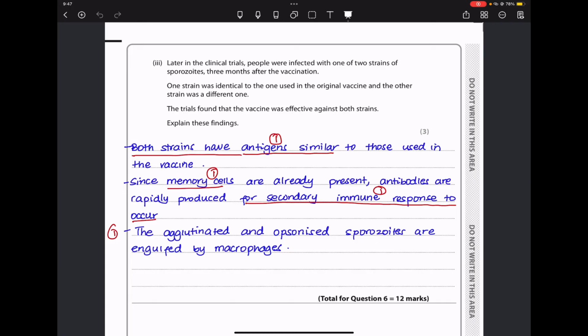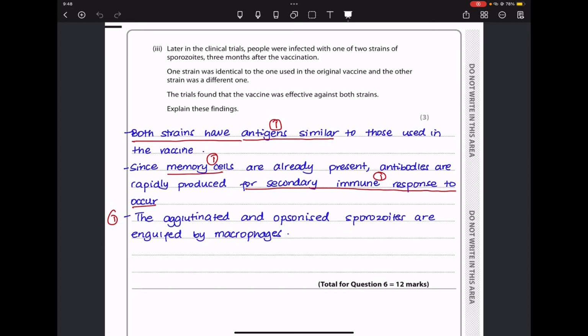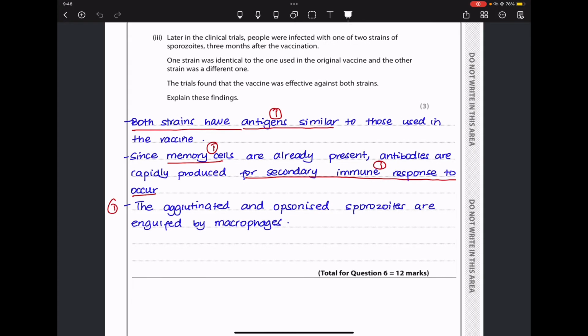Since memory cells are already present, antibodies are rapidly produced for the secondary immune response to occur. So agglutination and opsonization are going to occur quite efficiently. I'm talking about the sporozoites, they're going to be engulfed by the macrophages in order to be destroyed. So this brings us to the end of question 6. Let's continue to question 7.